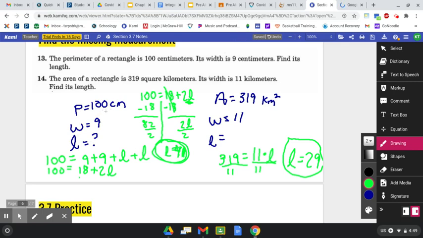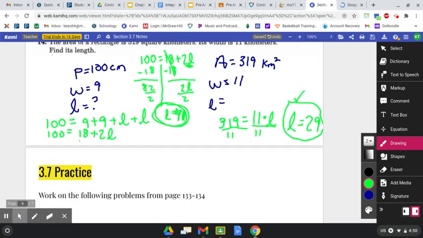Here, solving the area, we divide both sides by 11, because 11 times L equals 319, and we should get L equals 29. Or double checking, 29 times 11 equals 319. So that would be my missing length.